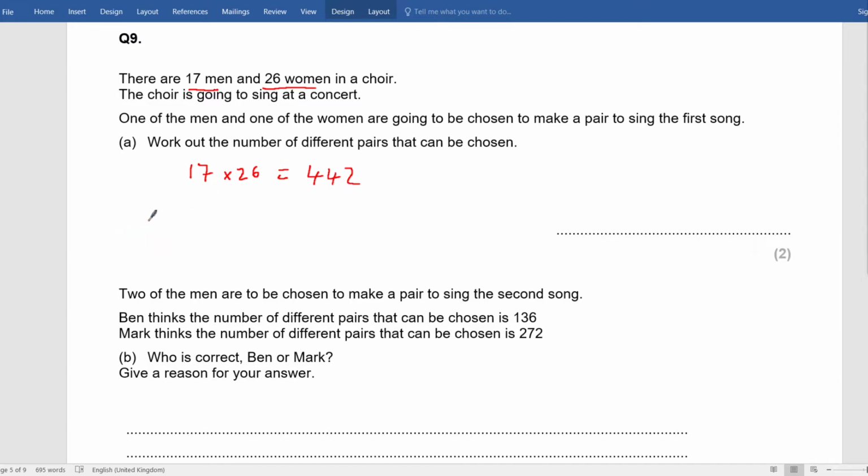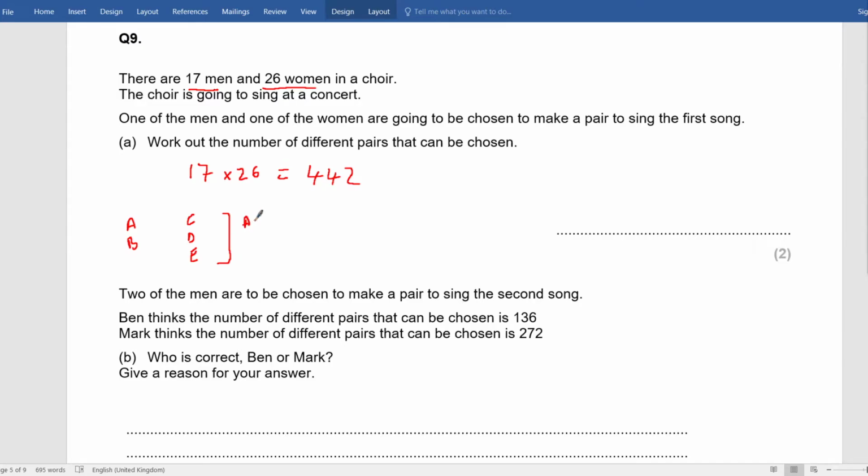So let's just have a think. If we had A and B, and there were 3 women, so let's call them C, D, and E. What we can do is there's 2 here, there's 3 here. 2 times 3 is 6. So that means we can make 6 pairings. Let's just make these 6 pairings.